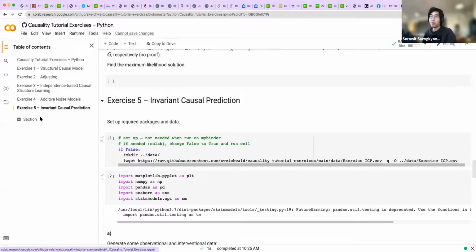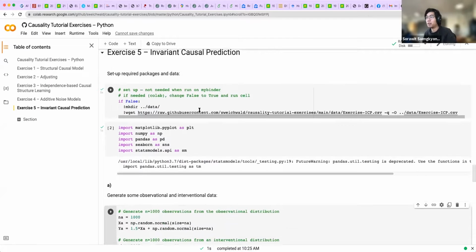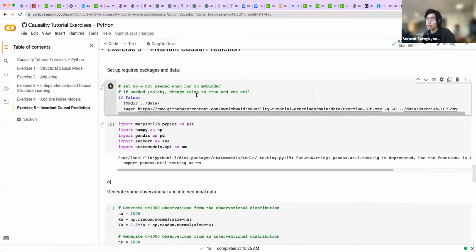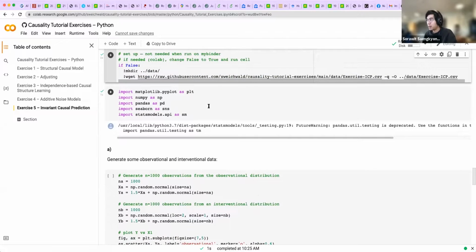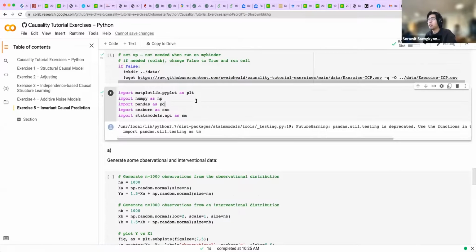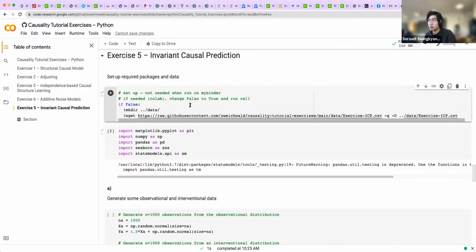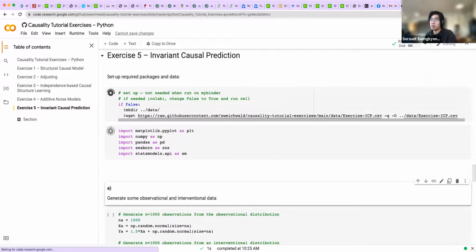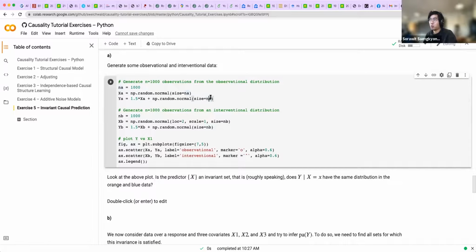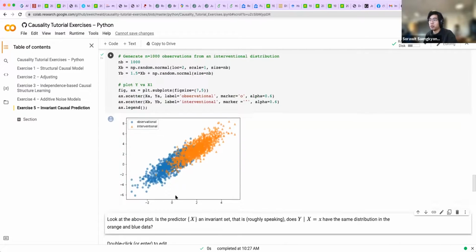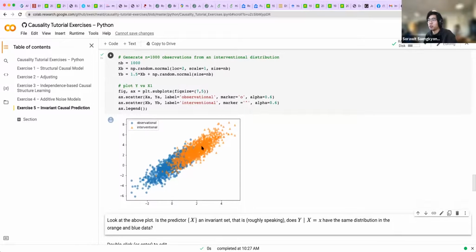So now we're going to do the last one, exercise 5, invariant causal prediction. In this exercise, we're going to see how we can do ICP in practice, and also get some more intuition about ICP. I can go over it now. So let me just execute the code. And the first one, we have this scatter plot between X and Y. And we have two environments, the observational and interventional environments.